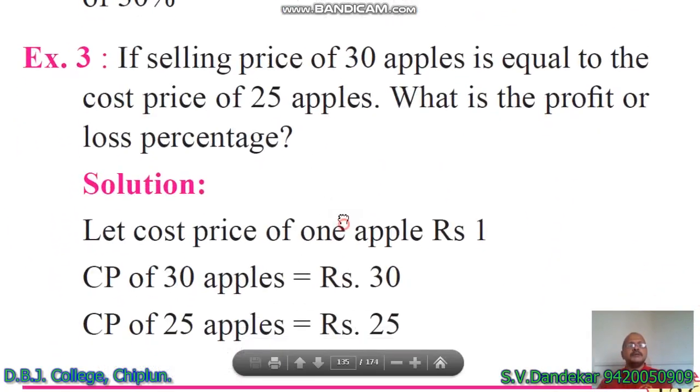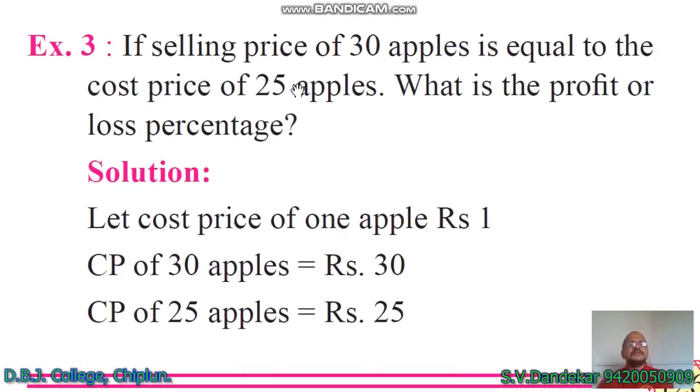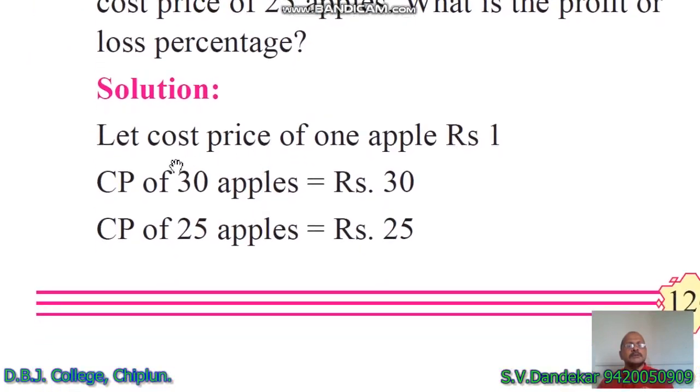Third example, if selling price of 30 apples is equal to cost price of 25 apples, what is profit or loss percentage? Let CP of 1 apple be rupees 1, and CP of 30 apples rupees 30. CP of 25 apples is equal to rupees 25.